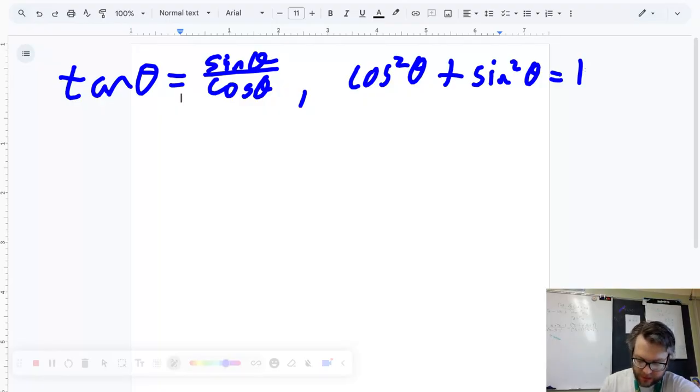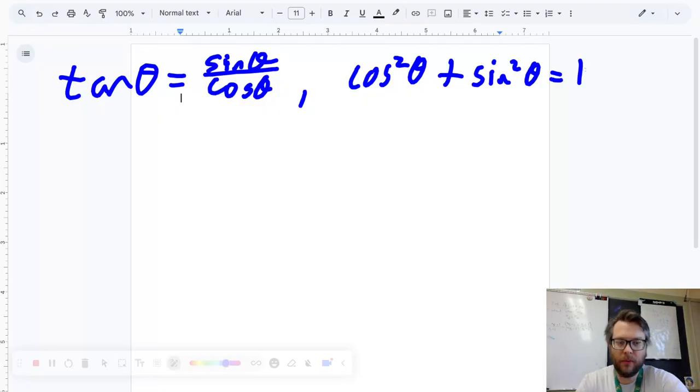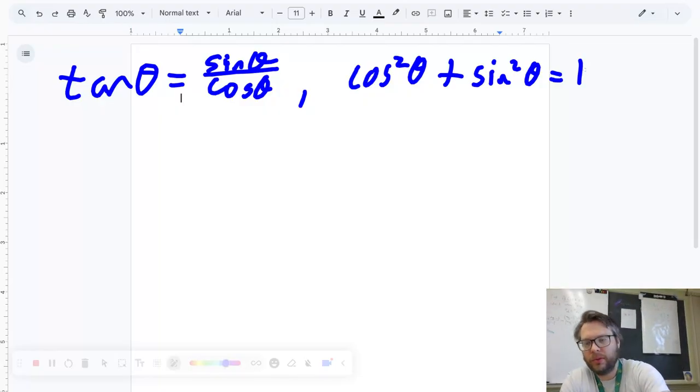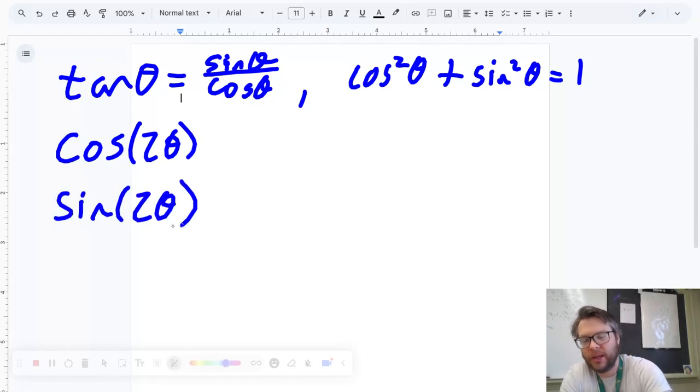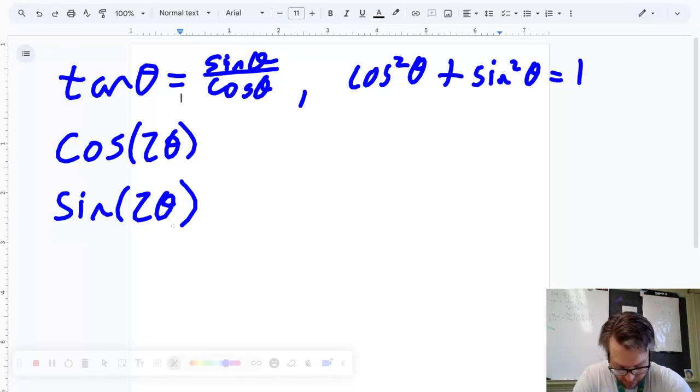And we have some other identities that I want to do. So the double angle identity, etc. Okay. So basically, there are these rules that you can use for things like cosine of 2 theta and sine of 2 theta. And I can prove these to you, but we can also just use these formulas. They're in your formula packet.